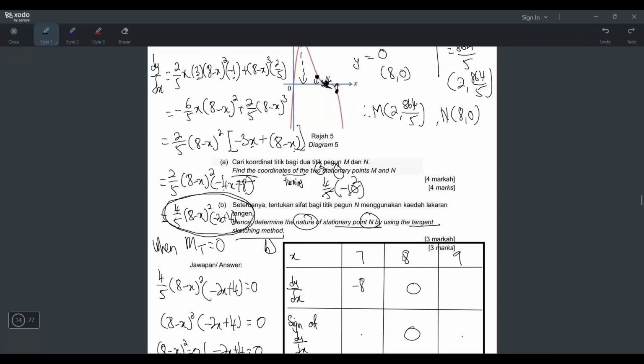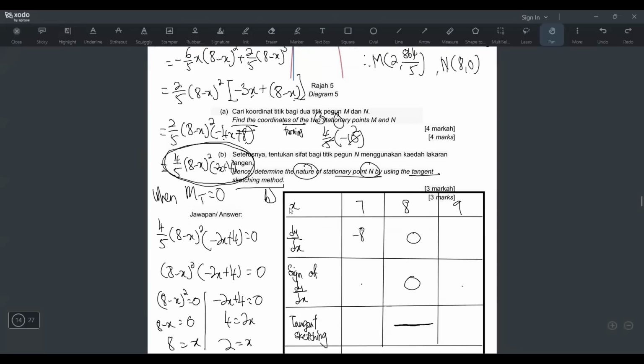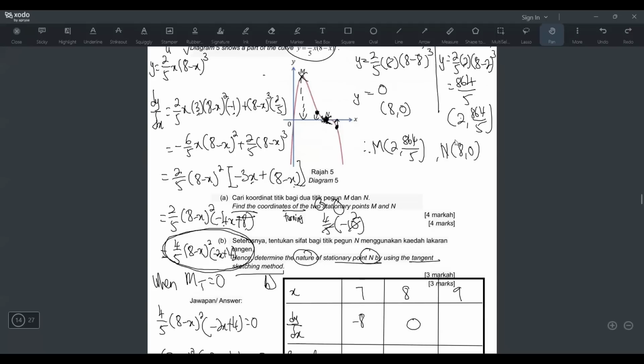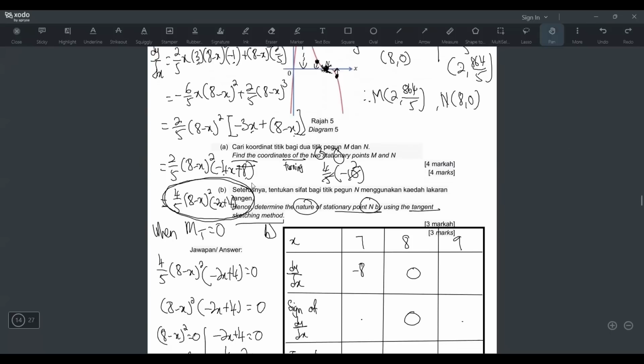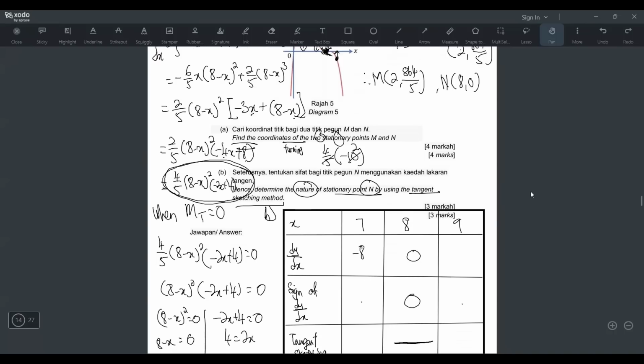Why the 8 I never do? I straight away write 0. If you don't believe me, you sub inside. You see, 8 minus 8 is 0. 0 squared is 0. 0 times 4 over 5 is 0. 0 times anything is 0. That's why it's 0. And how I know it's 0 is because 8 is the x coordinate of the turning point. If it's the x coordinate of the turning point, definitely when you sub inside the dy dx, you will get gradient tangent 0. Confirm you get dy dx 0. Oh, and dy dx and gradient tangent are the same thing, so make sure you know that.